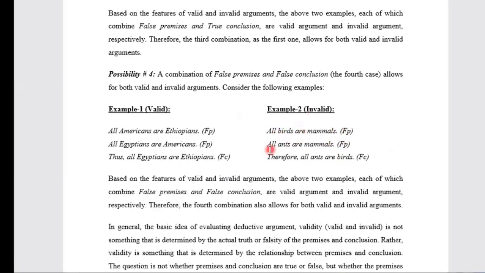All birds are mammals, all ants are mammals. First, the ant must be a bird in order to argue in a valid way. So this also does not let us strictly argue that all ants are birds. That's why we say that the truth and falsity of the premise and the conclusion is not the important thing in determining validity. Rather, it is the connection between the premises and the conclusion, how it flows.